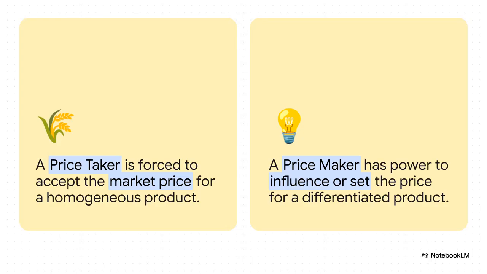Okay, so this whole thing really boils down to two key ideas. On one side, you've got the price taker. They're in a market where their product is pretty much identical to everyone else's, so they have no choice but to accept the going price. Then on the other side, you have the price maker. Because they're selling something that's unique or at least different, they get to influence or sometimes even just set the price. This one distinction is the key to understanding everything else we're about to talk about.